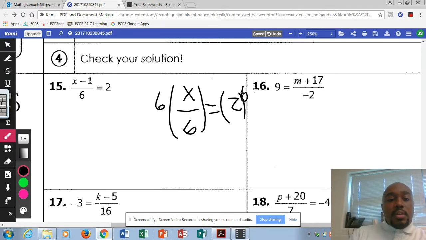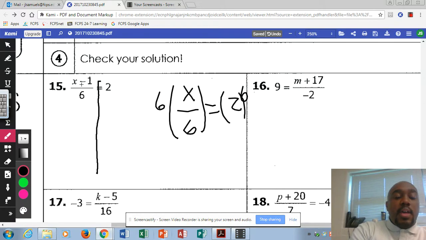So with that being said, let me go ahead and erase this. Well, I'll leave it up for now. We're still going to do the exact same thing. We have to undo the multiplication first when our equations look like this. So right now we have x minus 1 divided by 6. So we have to get rid of this 6 the same way we get rid of this 6 over here. And we do that by multiplying both sides by 6.